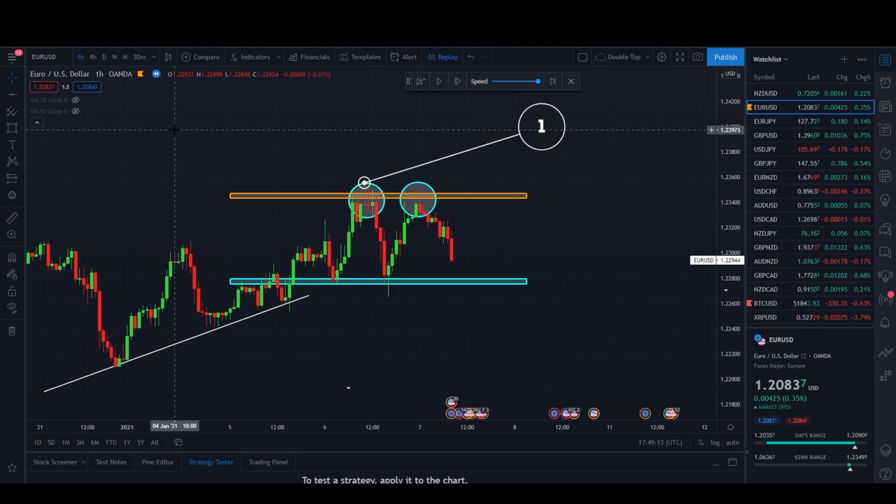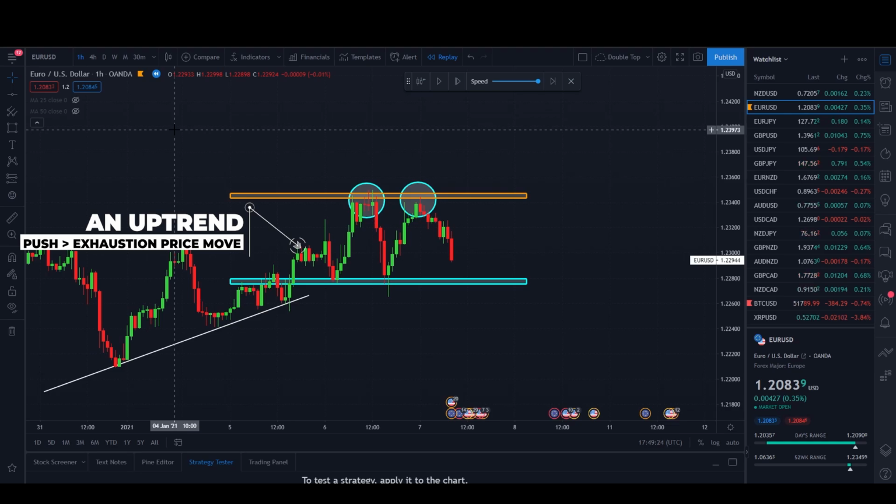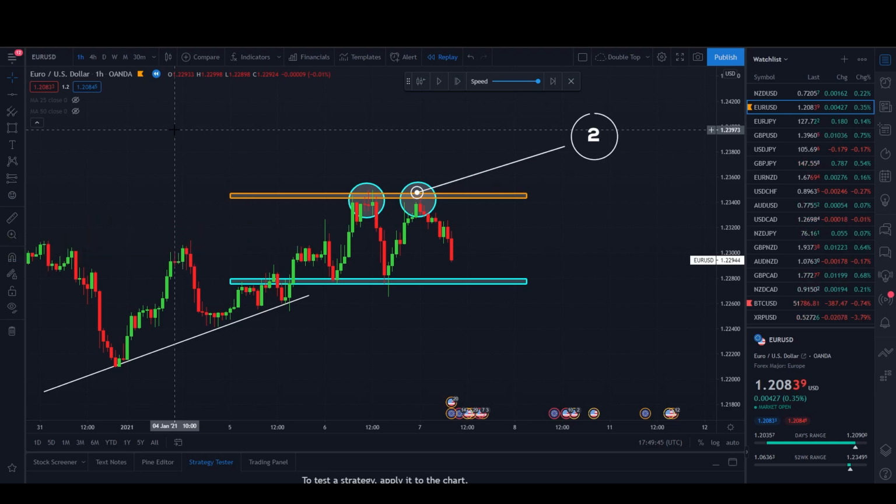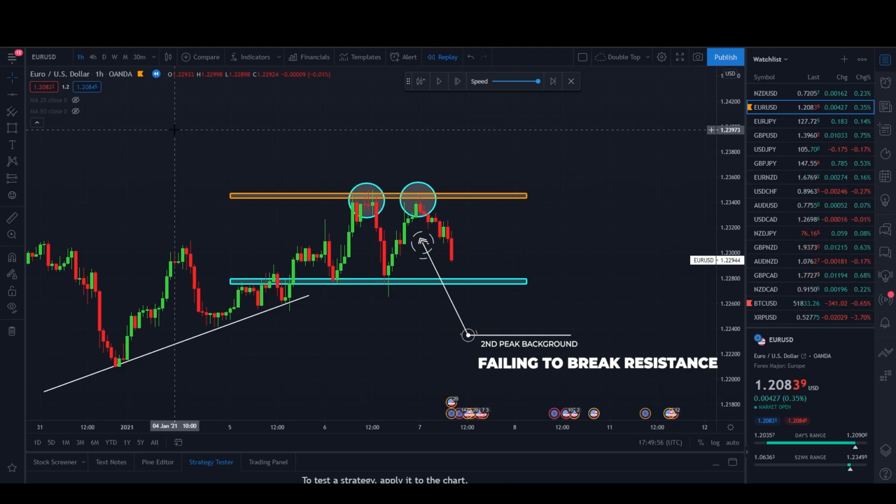The first peak of the double top occurs when the bullish trend finds a horizontal area of resistance and then price retraces until it finds support, and that's the neckline of this pattern. And the second peak occurs when the price shoots back to the resistance which was created earlier by the first peak. It fails to break the resistance zone and falls down to the neckline again.